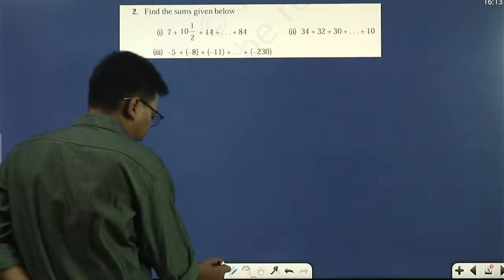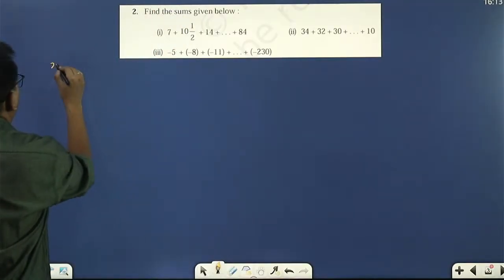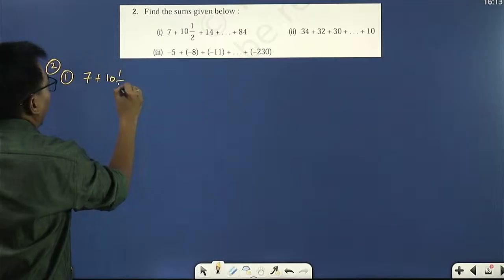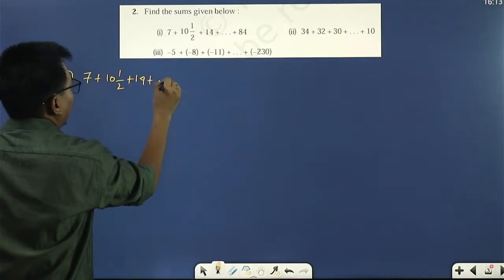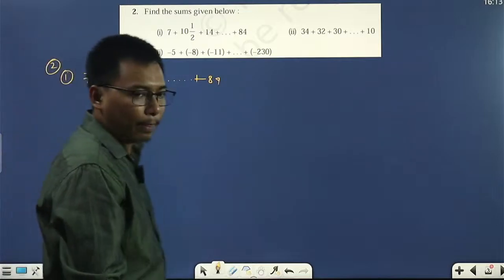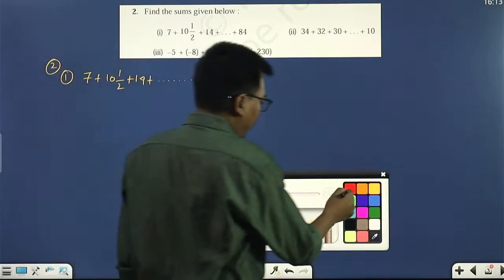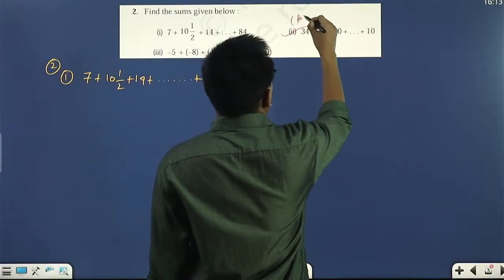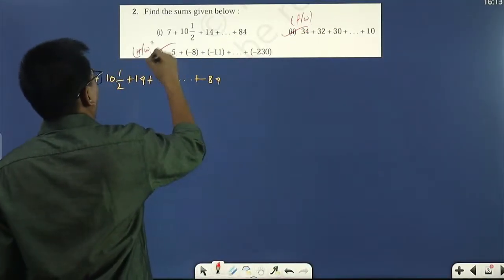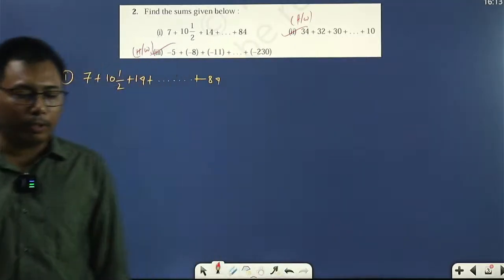Now here, find the sums given below. Question number 2, Roman number 1. What's given? 7 plus 10 and a half plus 14 plus dot dot dot plus 84. For this I'll just solve the first question. Roman number 2 and Roman number 3 will be homework for you.